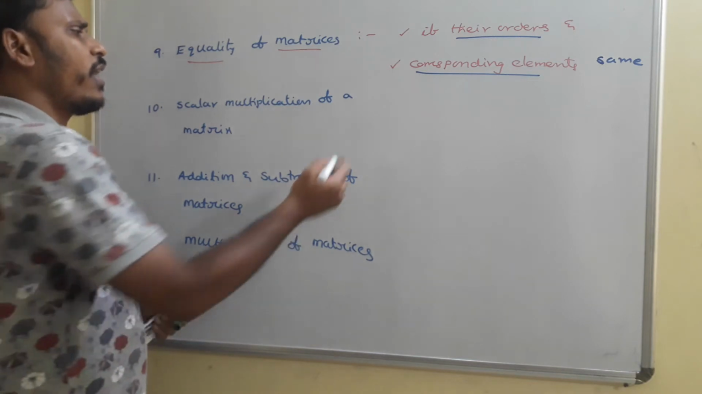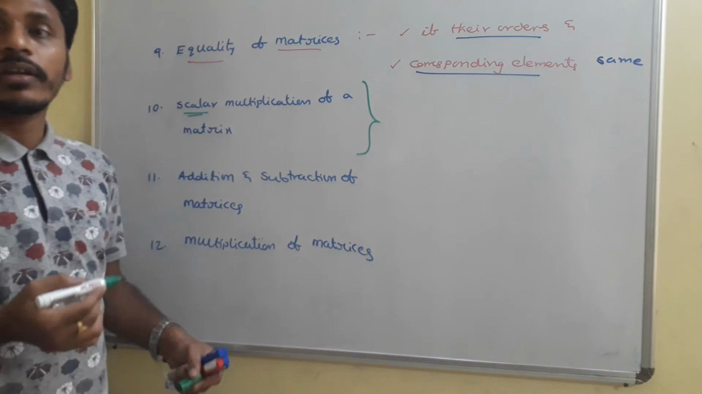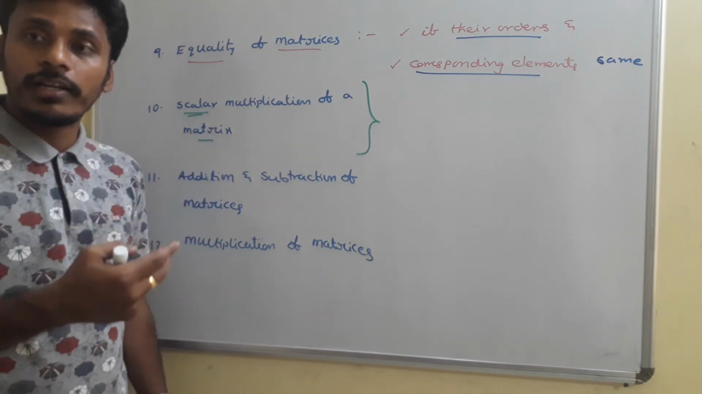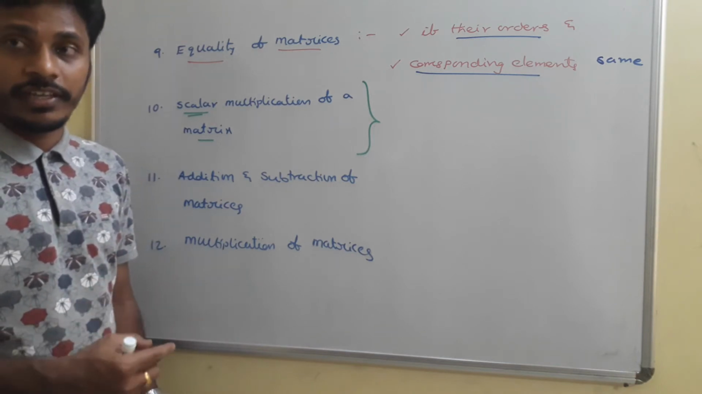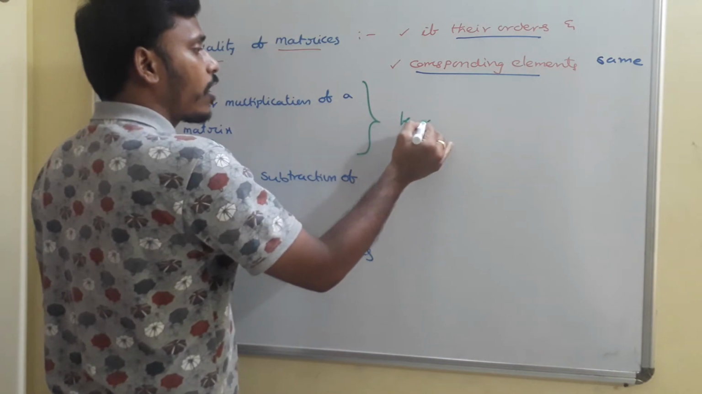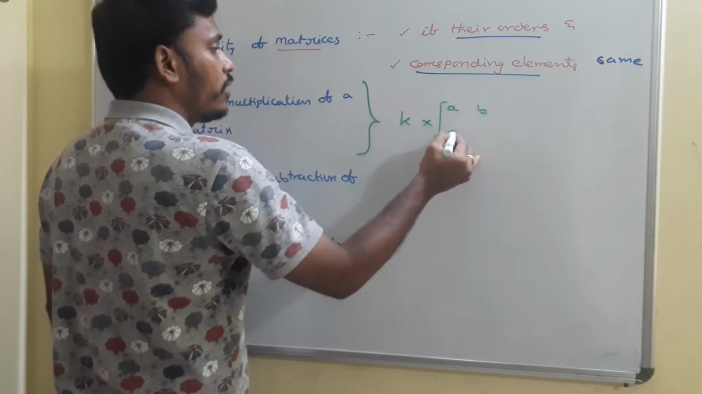What is the scalar multiplication of a matrix? Usually a scalar is nothing but a constant value, and we know a matrix, and now here we are going to multiply a scalar with a matrix. How is its definition created? Just have a look at this. For example, I have a number k. It's a constant, you may say it as a scalar, and I have a matrix like a, b, c, d.